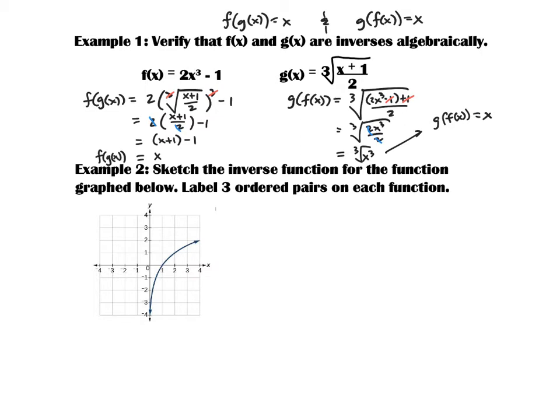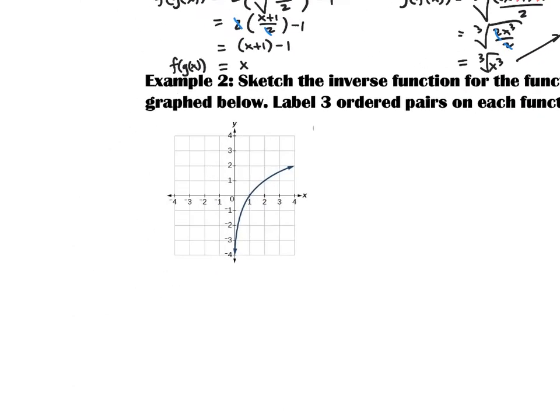Okay, so we've shown that f of g of x equals x and g of f of x equals x. Therefore, f of x and g of x are inverses of each other. Okay, cool. So example 2, let's sketch the inverse function for the following.